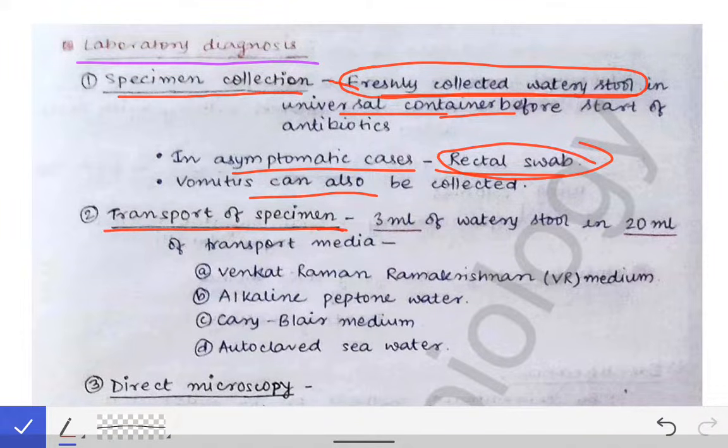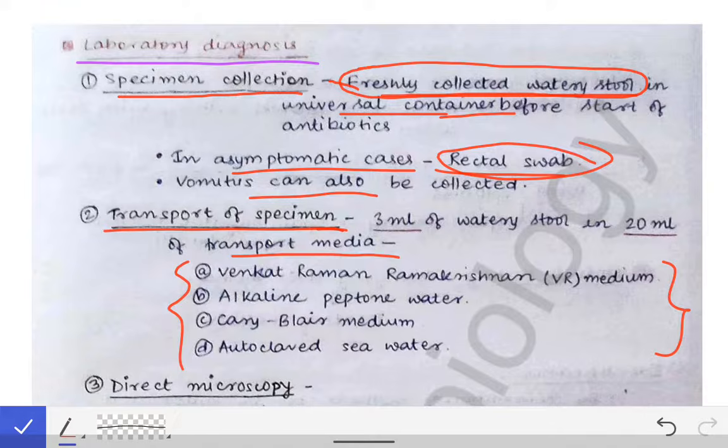So for transporting the specimen to the laboratory, we need some transport media so that the bacteria can remain viable during the transport. So for that we can use any one of these four media, and one must remember all four names, because any one of these names may be asked in MCQs, or these transport media for Vibrio cholerae are very commonly asked in the Viva examinations as well.